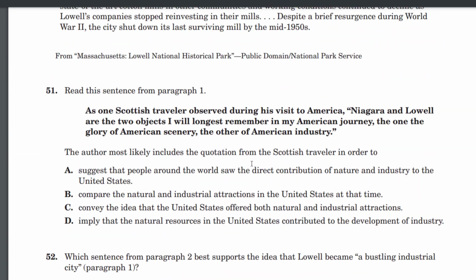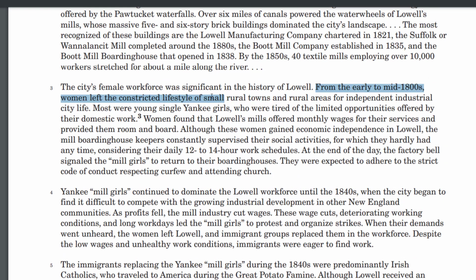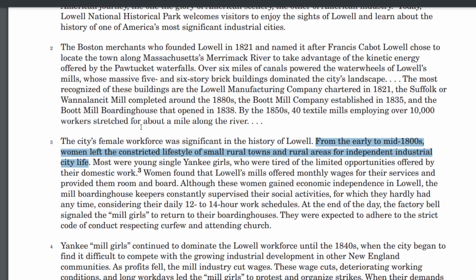So I want to look at the transitions around this line in paragraph 3. Here, from the early 1800s, women left the constricted lifestyle of small rural towns. So what's happening before this or leading into this? Paragraph 2 is telling us how the city of Lowell was founded, that there were all sorts of factories built, and it describes them and the different mills. And then paragraph 3 begins the idea that the city's female workforce was significant. So we went from the existence of the mills and the construction of the town to the workforce.